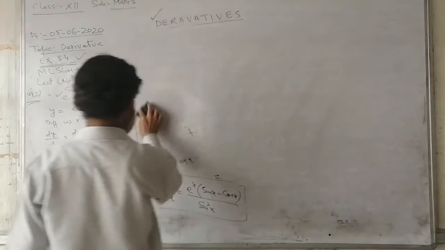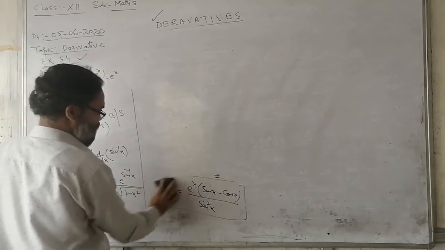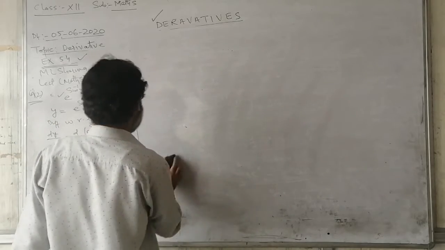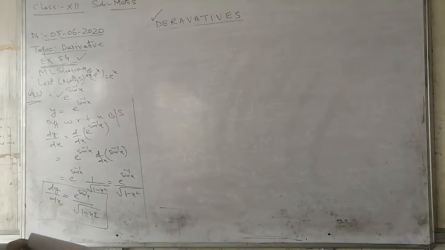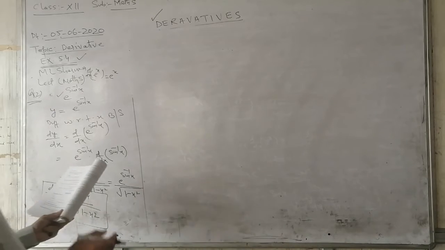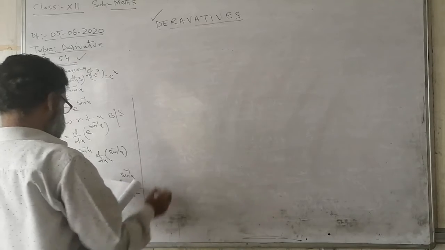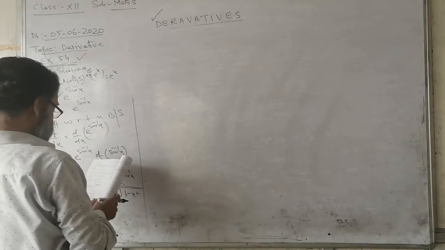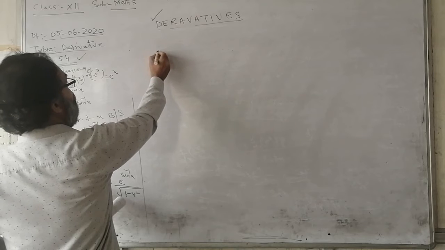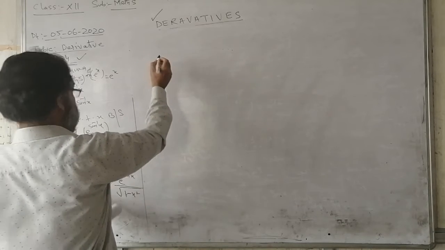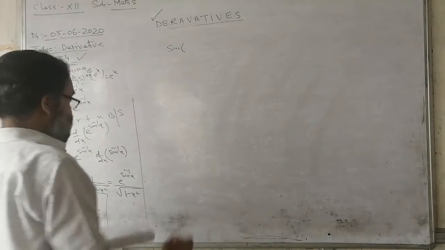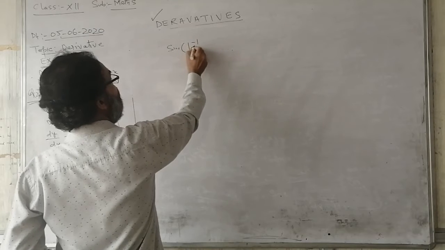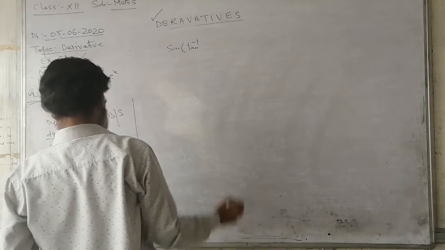So next question of the same exercise. These are short type questions. You will be getting this type of question only for 2 or 3 marks, not more than 2 or 3 marks. So the question is: find the derivative of sine of tangent inverse e raised to minus x.